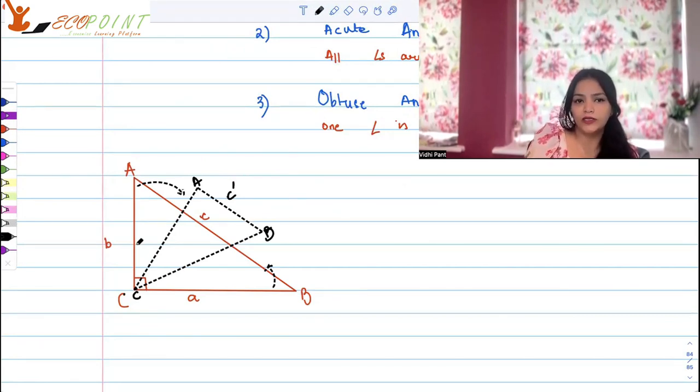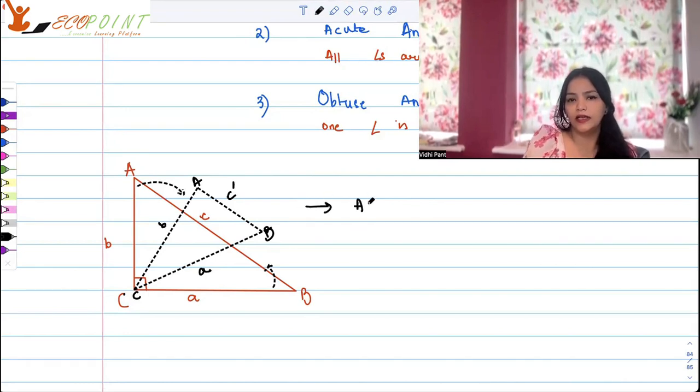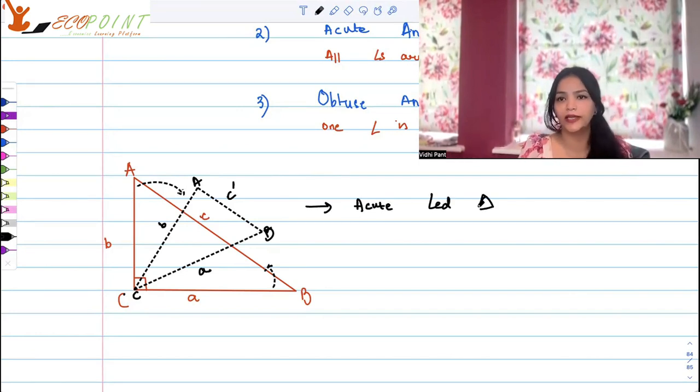Mind you, I have just taken this side AC here. तो ये AC ही है, तो इसका लेंथ B ही है. Similarly, I have just taken BC here. I have just rotated it. Okay. तो इसका लेंथ AB ही, A ही है. Now can you see, this is an acute angled triangle. Clearly it's an acute angled triangle.